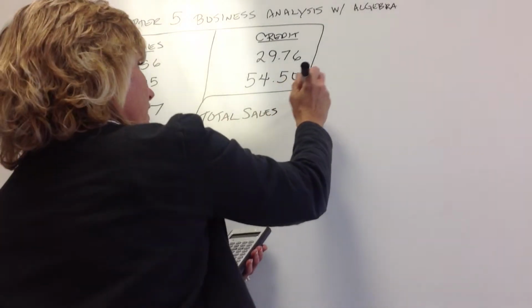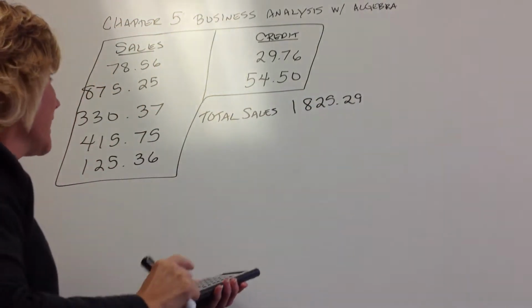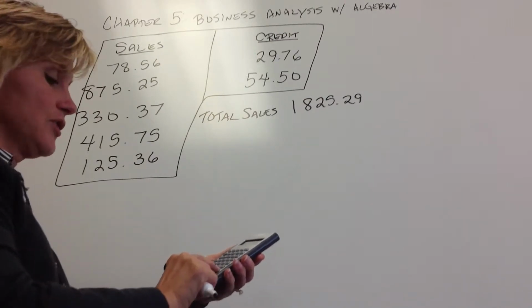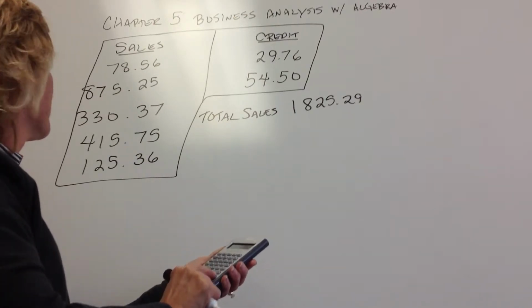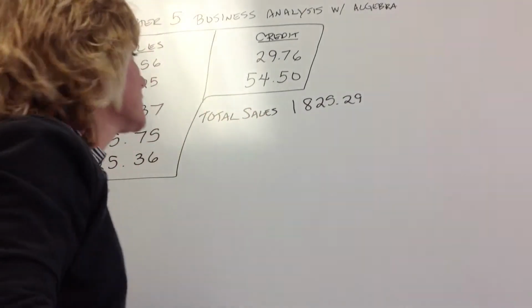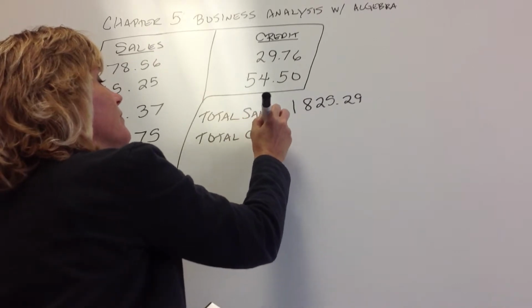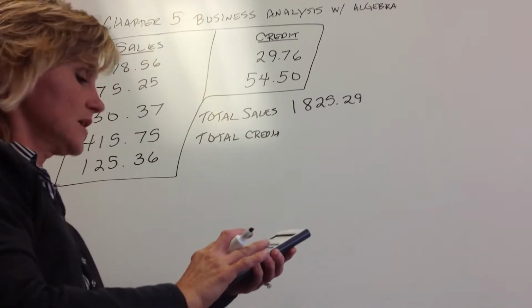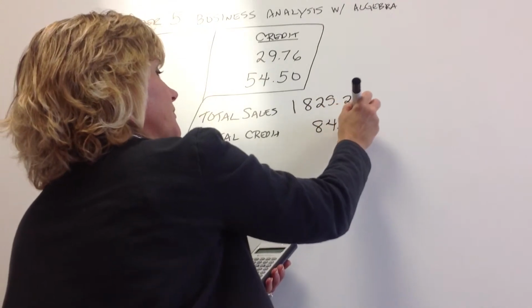All right, so I get $1,825.29. And I might add it up twice just to make sure I didn't have a key punch error as I was putting this into my calculator. Okay, so I got that same number twice, so I'm good. Then I'm going to add up my total credits. So again, that's just 2 numbers right now. So I add those up, and I get $84.26.